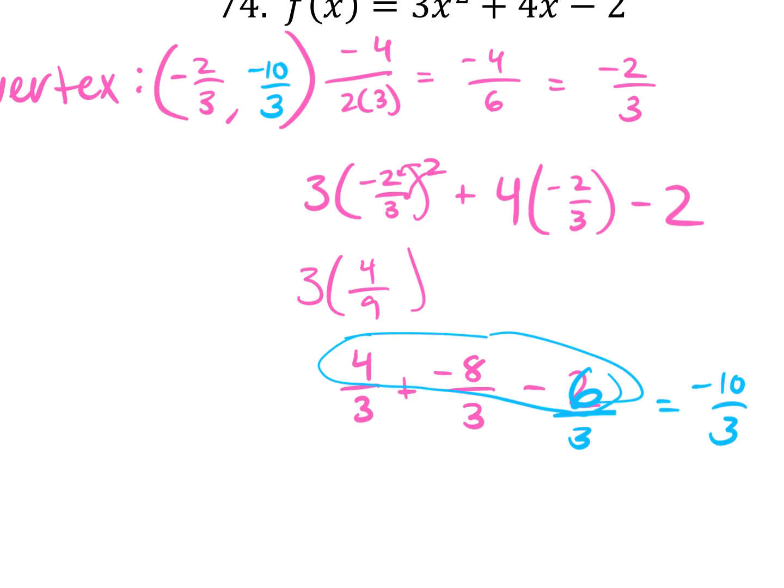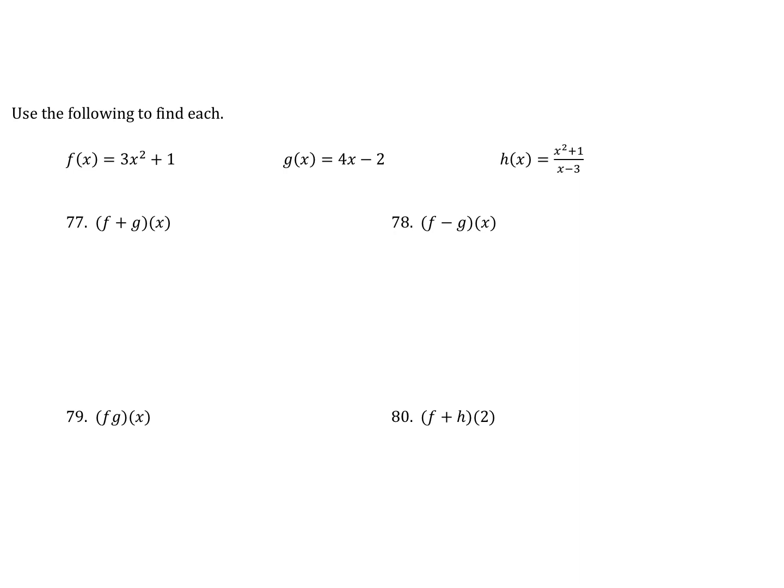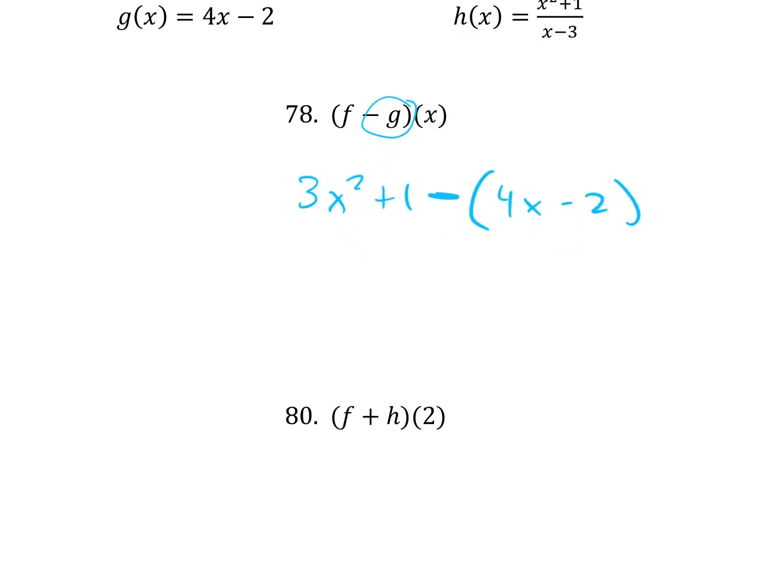All right, for the next ones, let's look at 78. Here we're subtracting f minus g, so 3x squared plus 1. We're subtracting the whole function g, so minus 4x minus 2. When we simplify this, don't forget to distribute the negative. That was the number one mistake that people made on this question on the last test, or test 2. So 3x squared plus 1 minus 4x plus 2. So 3x squared minus 4x plus 3.